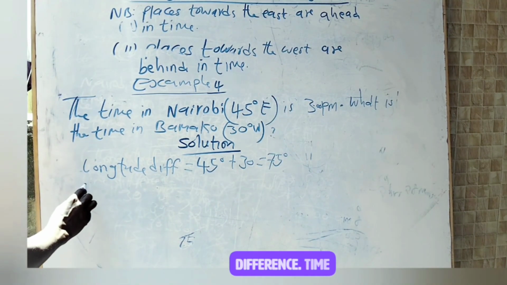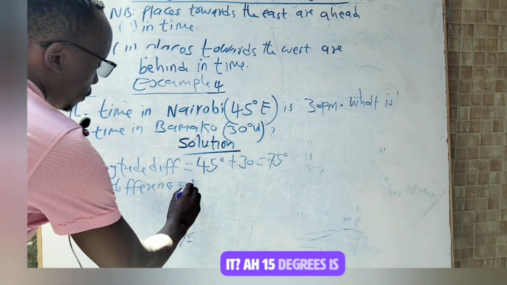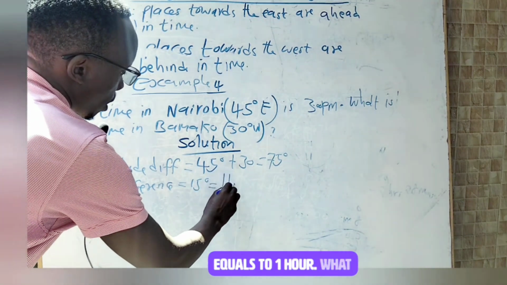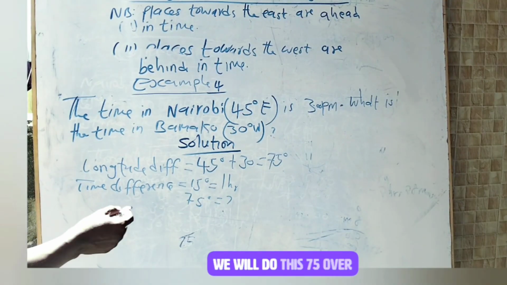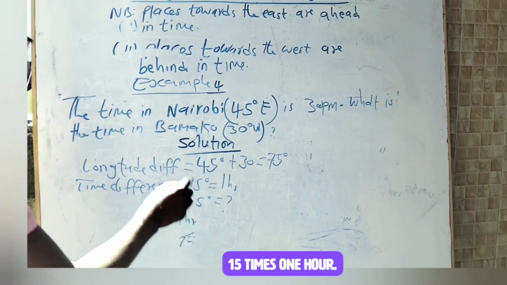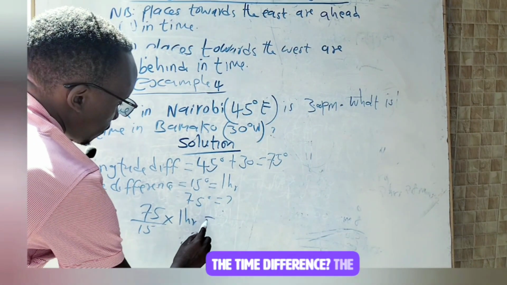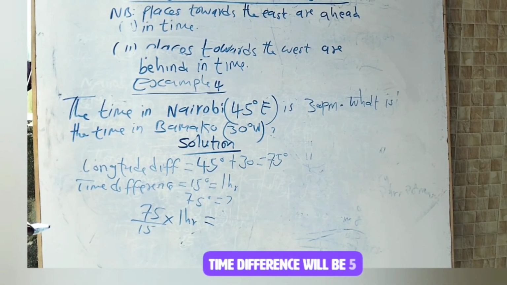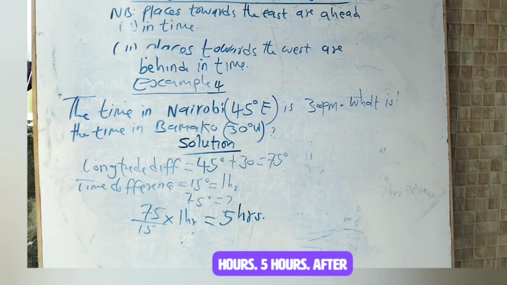Then we have to find the time difference. Time difference, how do we get it? 15 degrees is equal to 1 hour. What about 75 degrees? So that's what we will do. We will do 75 over 15 times 1 hour. So by doing so, what is the time difference? The time difference will be 5 hours. After getting the time difference as 5 hours, the next thing is to determine the time in Bamako.